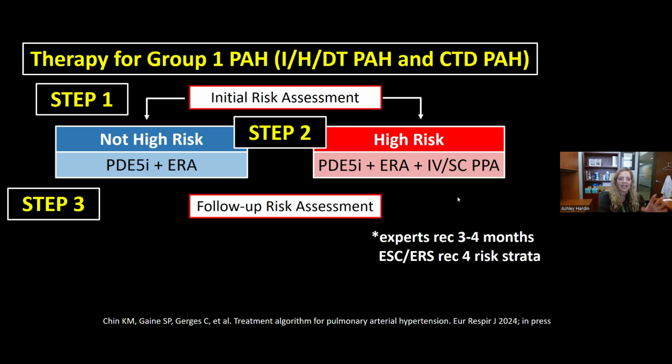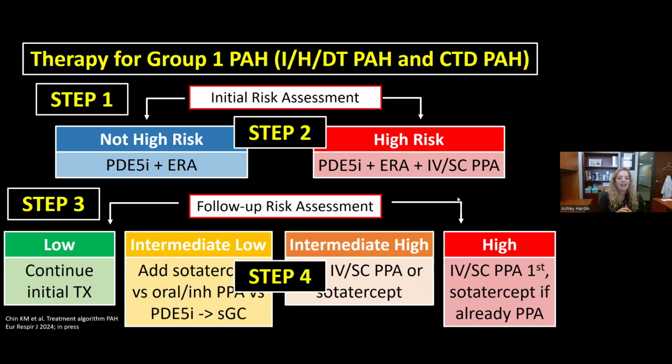Now, here we're not just going to stratify into ongoing high risk versus not, but we're going to have a little more granular categorization of them. So step 4, we're going to classify them into low, intermediate low, intermediate high, or high risk patients at their 3 to 4 month follow-up visit. Okay, so let's start here with the red star.